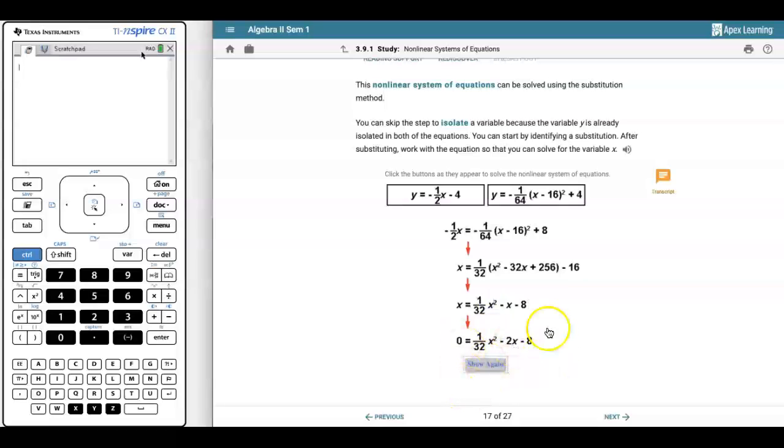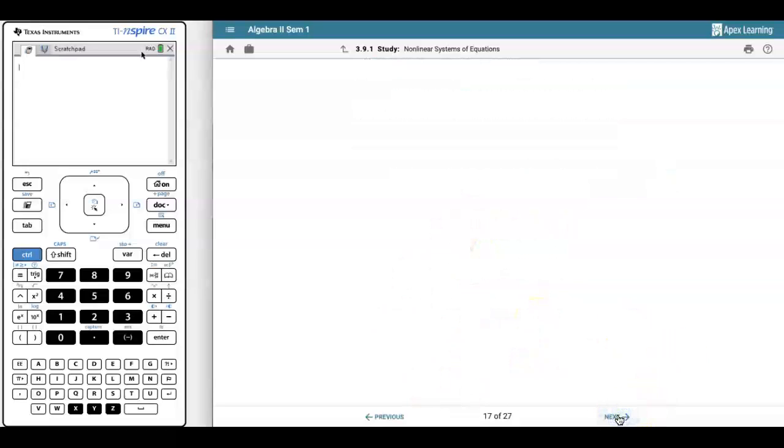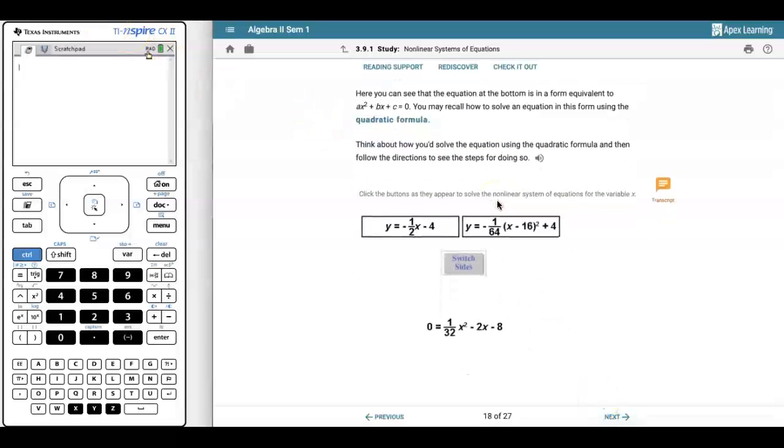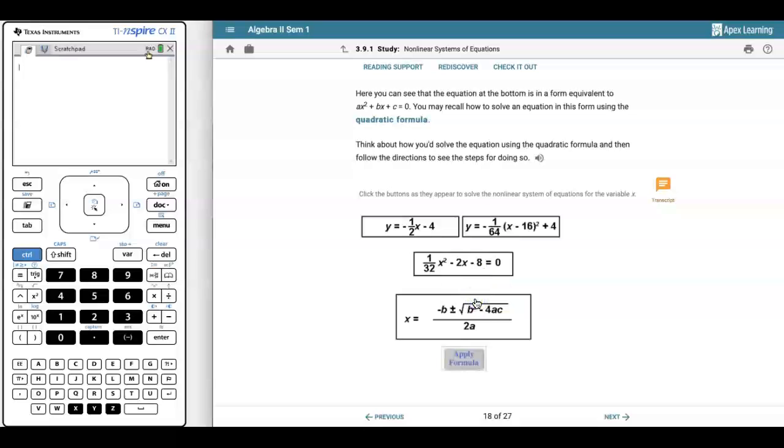Now we've got our equation in our normal standard form, ax squared plus bx plus c, the quadratic formula standard form. We know plenty of ways of solving this, but first it's easiest if we switch the sides, since we're more comfortable with this. This one seems very complicated since it's got that 1/32 x squared, so it's easiest for me if we just use the quadratic formula.